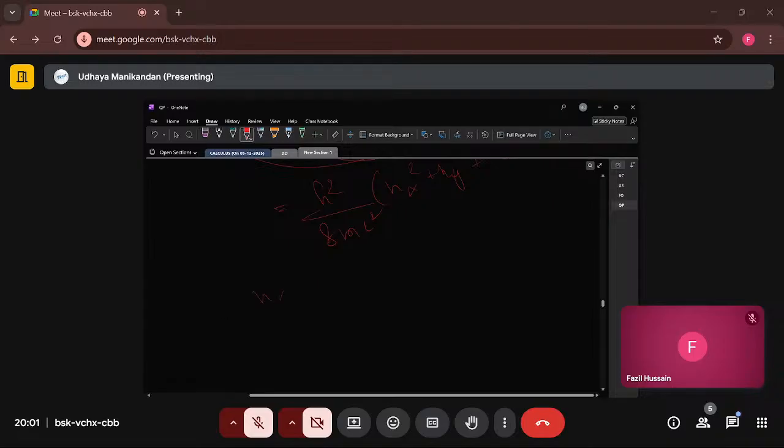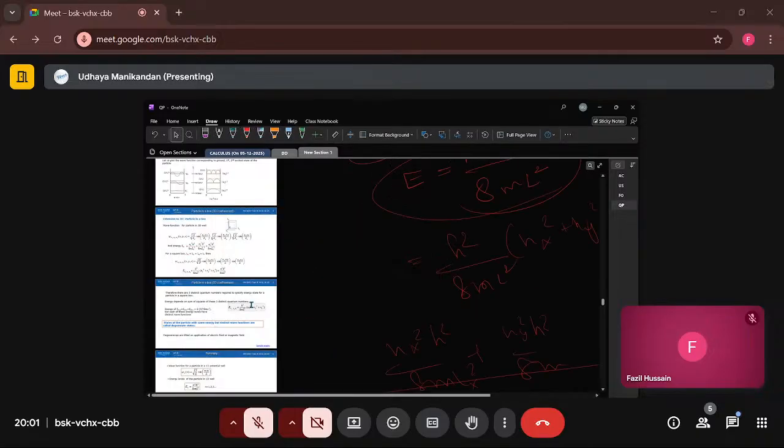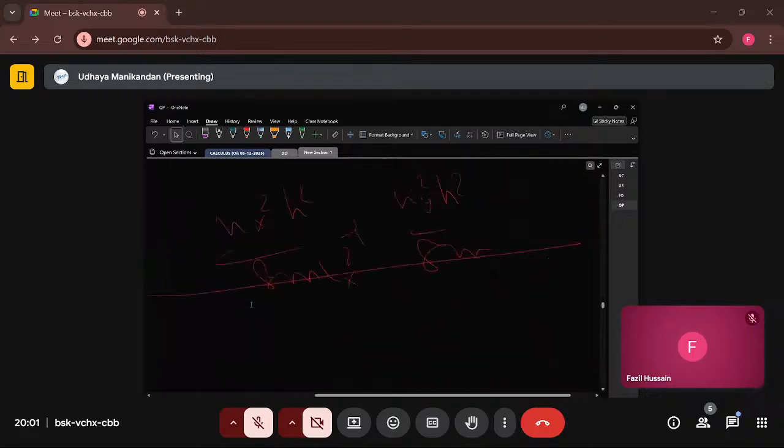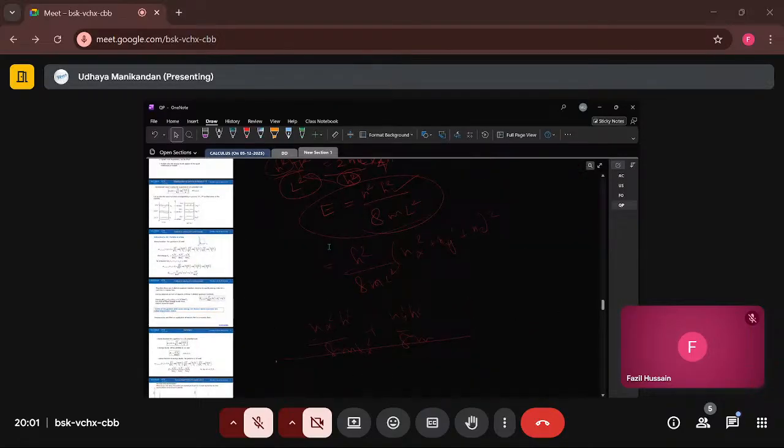Write as Nx square by 8 ml square, plus Ny square by 8 ml square, and so on. Right? So that's what we do. So that is the energy expression. Okay. And you can have energies. So this formula gives us an intuitive thing.